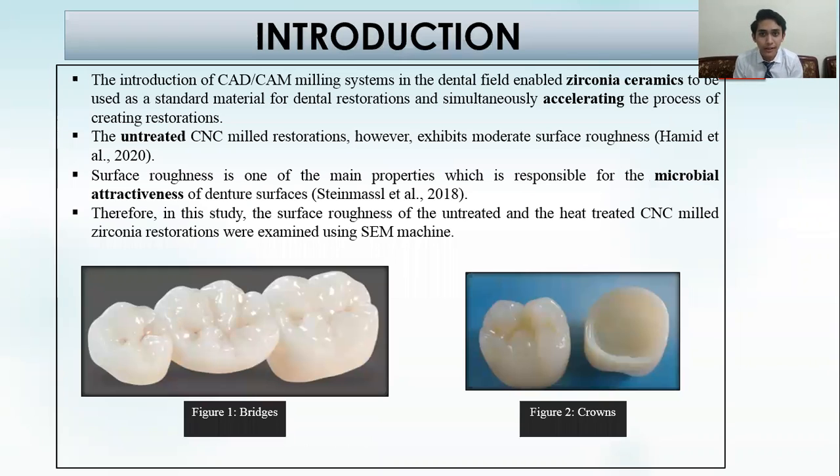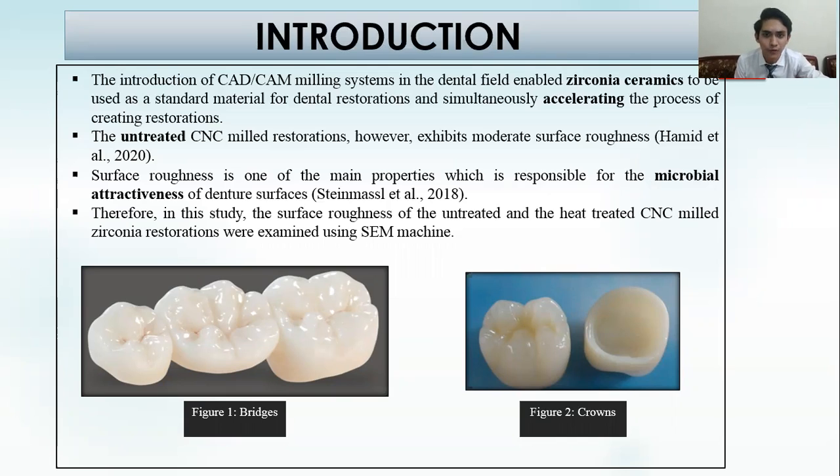The introduction of the CAD-CAM milling system in the dental field enables zirconia ceramics to be used as a standard material for dental restorations, simultaneously accelerating the process of creating restorations. The untreated CNC milled restorations, however, exhibit moderate surface roughness due to the reflective deflection between the cutter and the workpiece during the milling process.